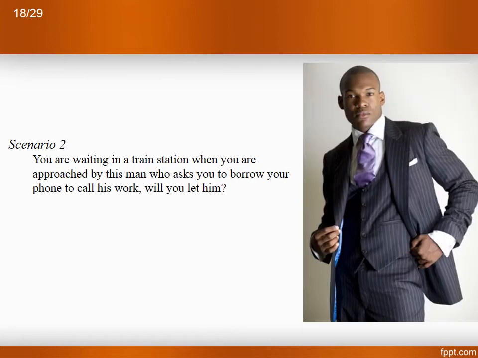Scenario number 2. Similar request, although not exactly the same, and a different gentleman. Again, instant reaction. What are you going to do? Are you going to let him, not let him? And again, consider why you're responding in this way.